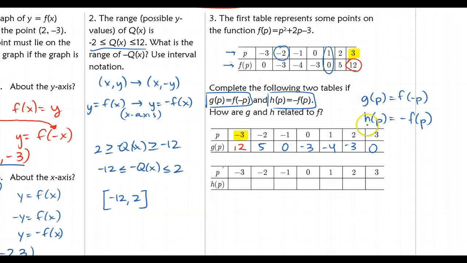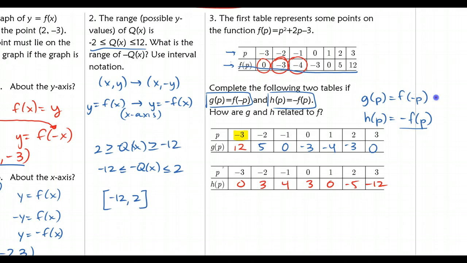So here, the rule is h of p equals the opposite of f of p. Here, we're going to take all values for f of p and change them to their opposite. So for h of p, we plug in -3, we're going to get the opposite of 0, which is still just 0. For h of -2, we look here at f of -2, and we take the opposite, so we get 3. Taking the opposite here, we get 4, 3, 0, -5, and -12.